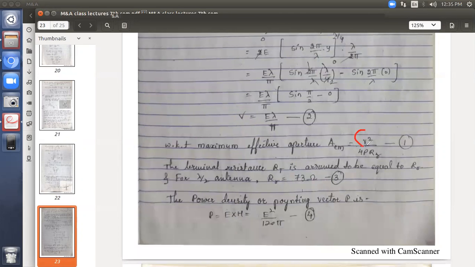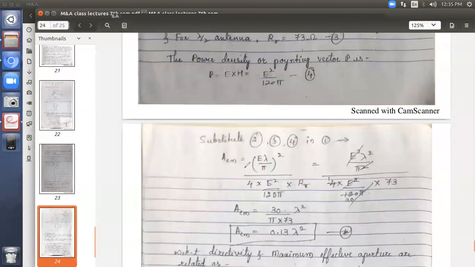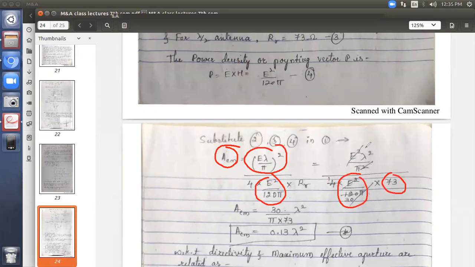Then V is over, RR is over. What is P? P is the power density or the Poynting vector E cross H, or E square by 120 pi. We are preferring to get the value in terms of E square because here we have E term. Now you have got equation 2, that is V, RR and P. Substitute all these in your maximum effective aperture. What value you will get? See, AEM is equal to V square divided by 4P RR. RR is 73 and this I have substituted, and this is square.